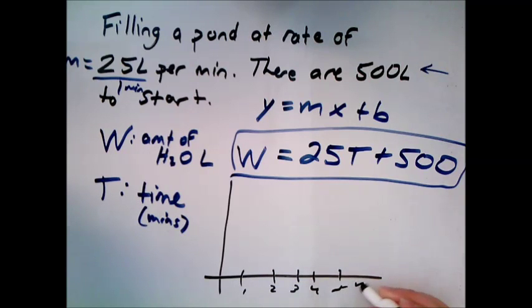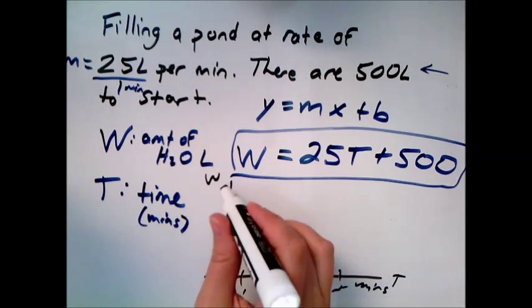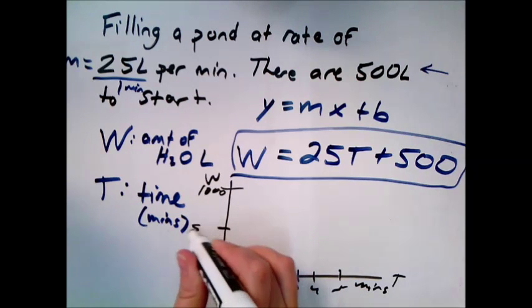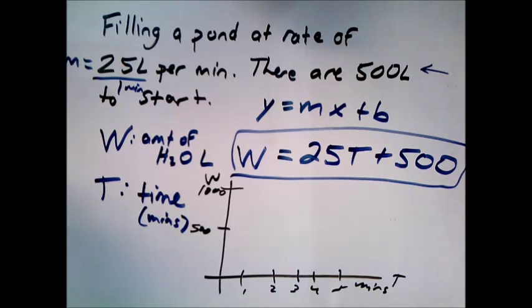And think, down here is the number of minutes, because this is T, and this is the amount of water. So at the very least, maybe I want this up to like 1,000, since my starting point was 500, that'd be halfway in between.